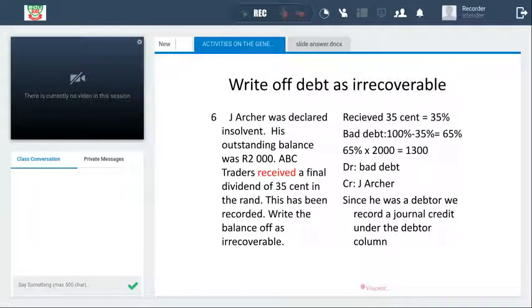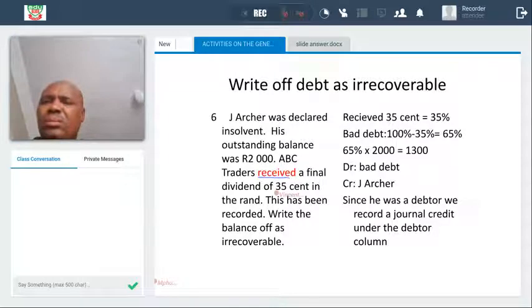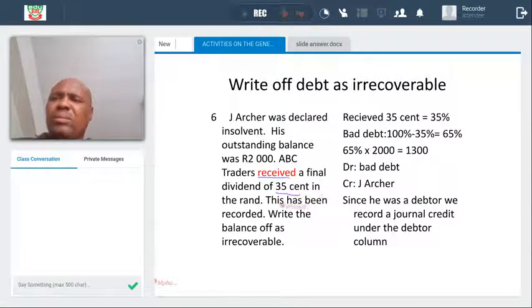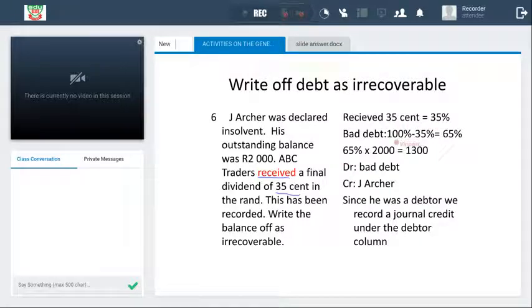Number 6, Archer was declared insolvent. His outstanding balance of 2,000 rand. So what do we receive? We receive a final dividend of 35 cents in a rand. We receive 35%. Then the balance must be written off. What is the balance? We receive 35%, so our bad debt there is 65%. So we calculate 65% of his total debt, which is 1,300.